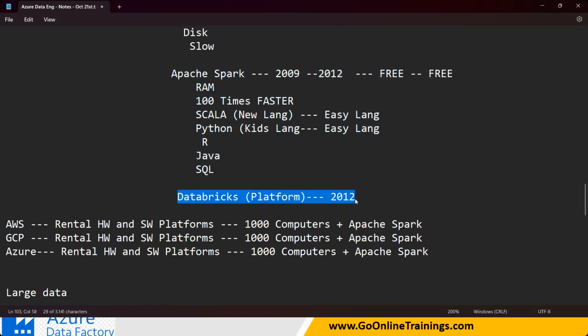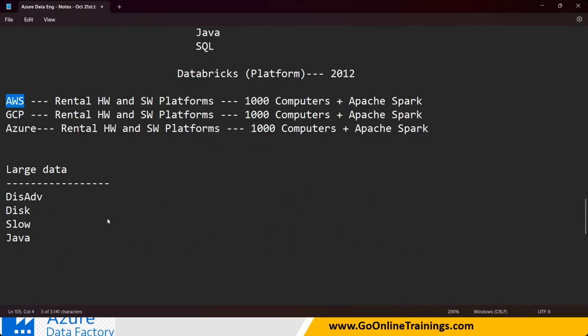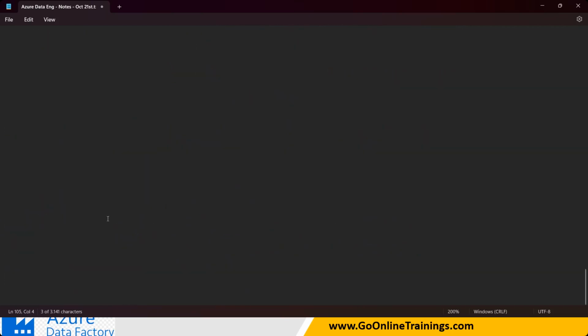Databricks as an agent is a broker which launched in 2012. So you can use Databricks from the Azure company, or from the Google company, or from the AWS company. Clear? Okay. So these are the things that we have.